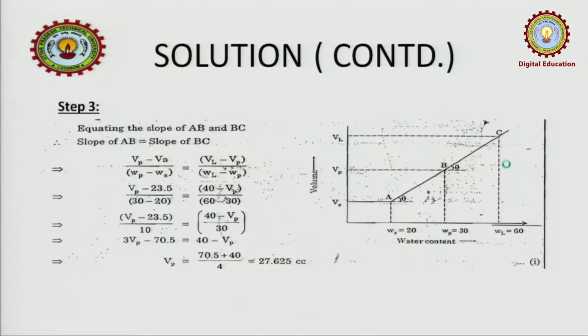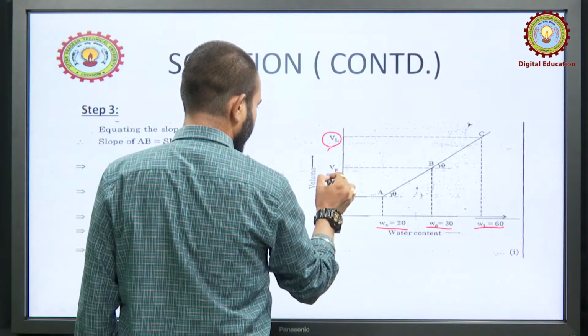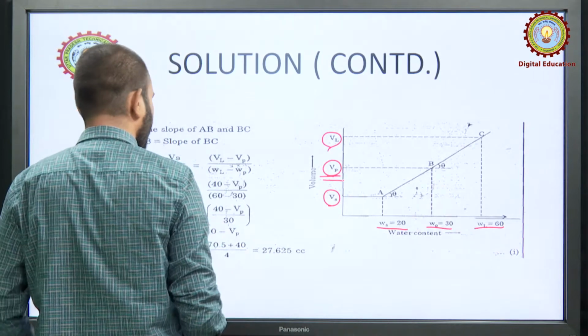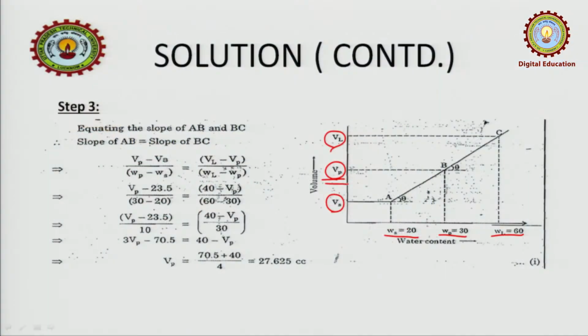Now let's see further. We know this diagram, this graph. Here two of these are given to us, and this one is not given to us. So first of all we will find Vp. You know that this is a single straight line, so the slope will be equal everywhere. We omit this one. The slope of AB is equal to the slope of BC.